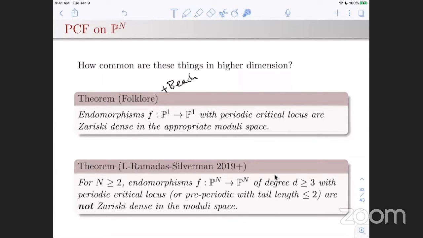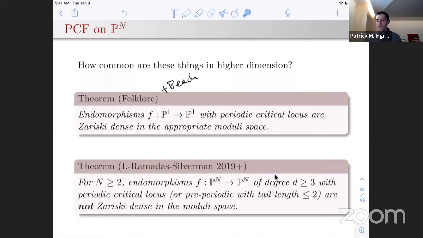Well, so the interesting thing is that it turns out that this might not be true for post-critically finite endomorphisms of Pn when n is at least 2. And so here, for technical reasons, we need the degree to be at least 3. And here we're talking really about periodic critical locus or periodic after 1 or 2 jumps. So this is slightly more restrictive, but not more restrictive than this, even this statement up here. So the point is just in higher dimension, these things might be much more rare.